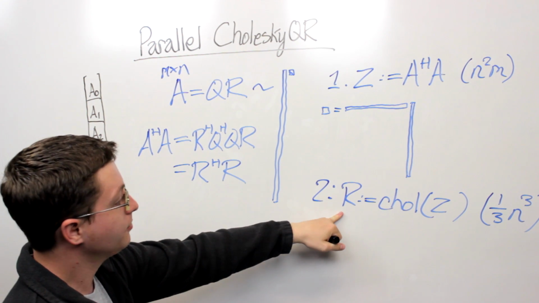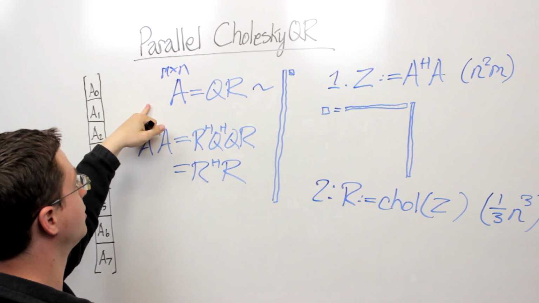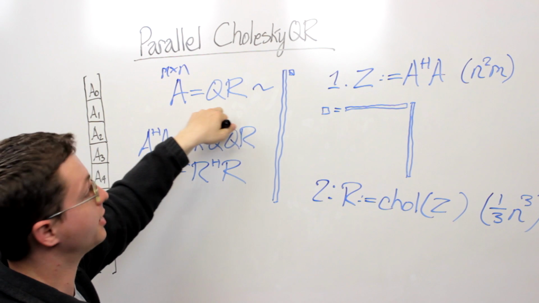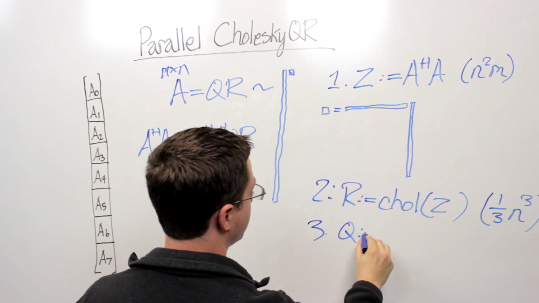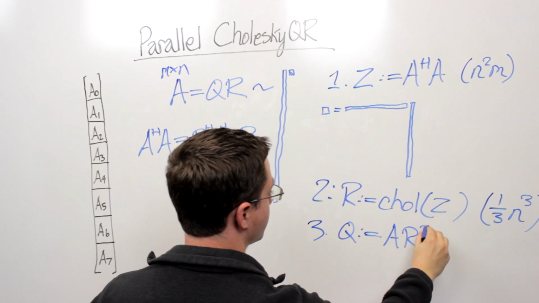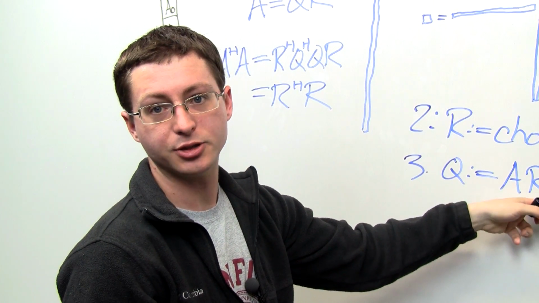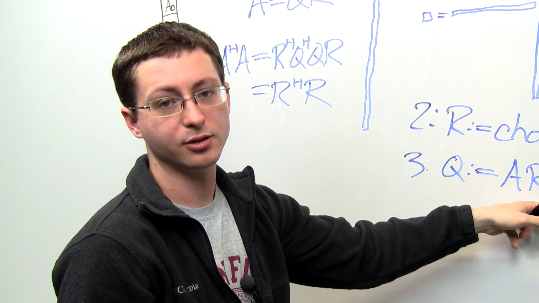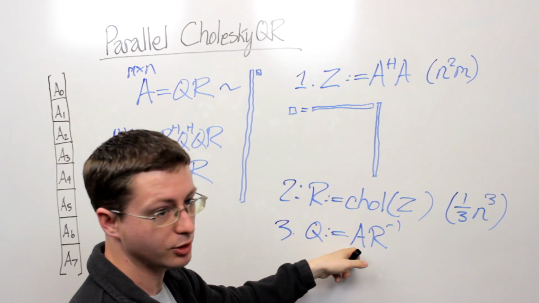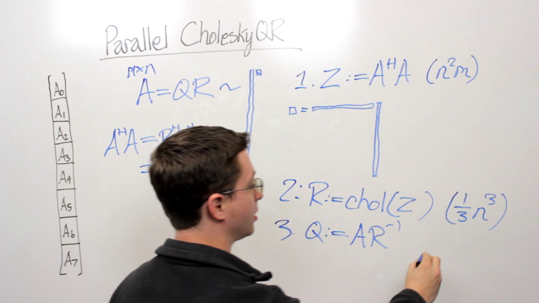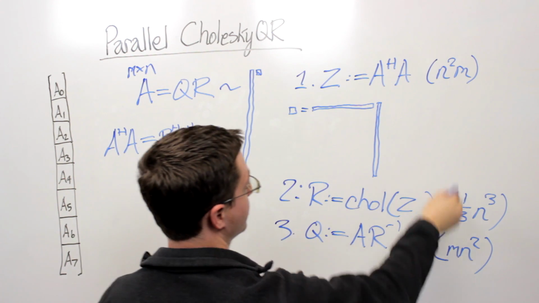Now we have R, and what we want is a QR decomposition of A. Naturally, we could say that Q is equal to A multiplied by the inverse of R. So the third step of our algorithm is that Q is formed as A R inverse. R is an n by n triangular matrix, and the cost of performing a triangular solve against it is n squared flops. There are m rows of A, so the cost of performing m such triangular solves is m n squared, which is actually the same as the first step.